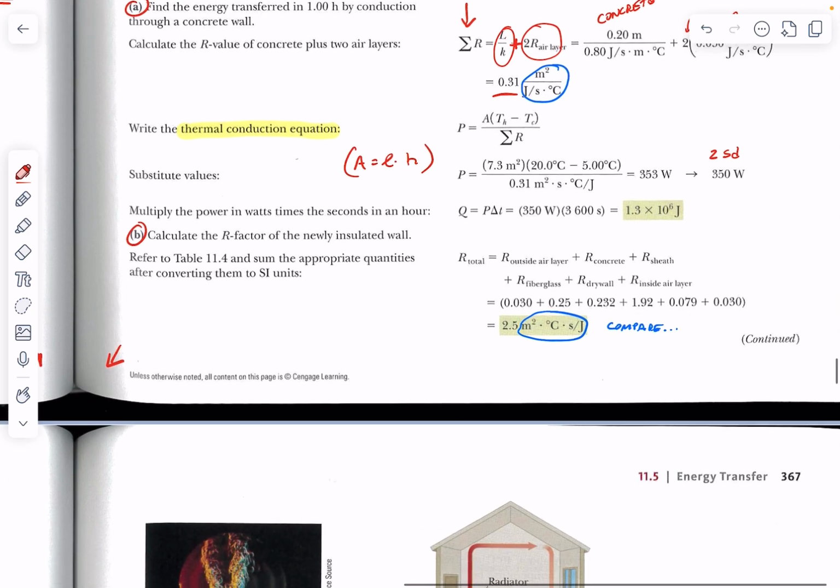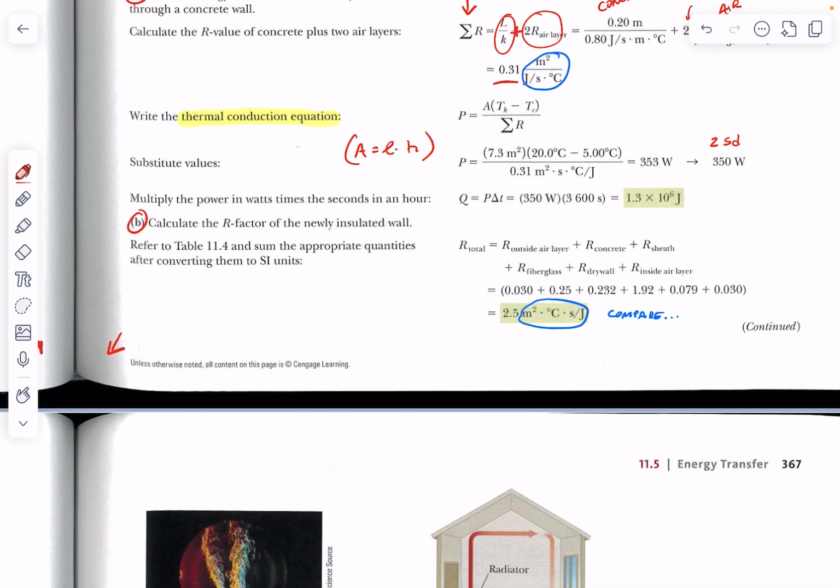Now we can then take our thermal conduction equation, which is right here. And now we can plug our numbers in. We have our cross-sectional area. We have our change in temperature differential. Here's my value of R. That goes in the denominator. And we get 353 watts.